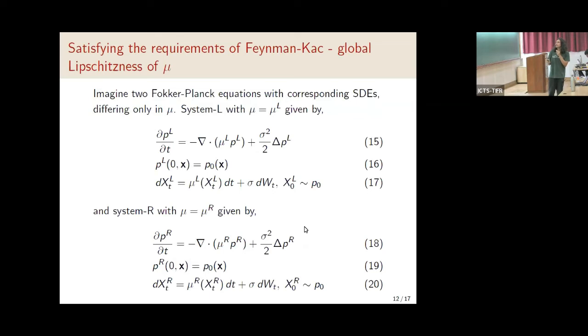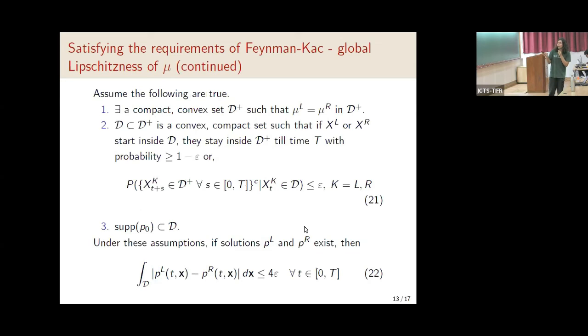So the other requirement is global Lipschitzness of mu. You can imagine two Fokker-Planck equations with the corresponding SDEs differing only in mu. Nothing else is different in these two systems, system L with mu equals mu_L and system R with mu equals mu_R. Everything is the same, P naught is the same, sigma is the same. Basically everything is the same except for the mu. And assume the following conditions are true. There's a compact convex set D plus where mu_L and mu_R agree.